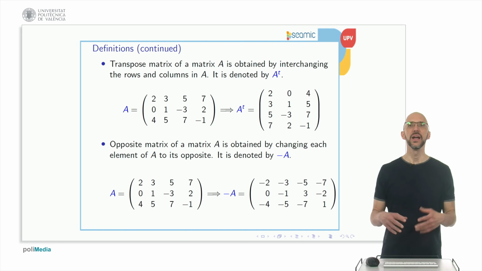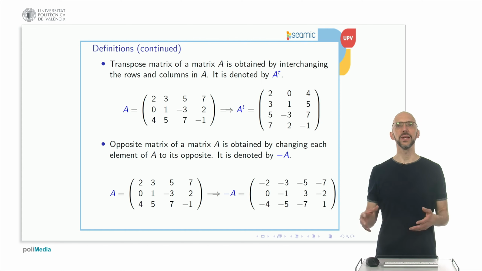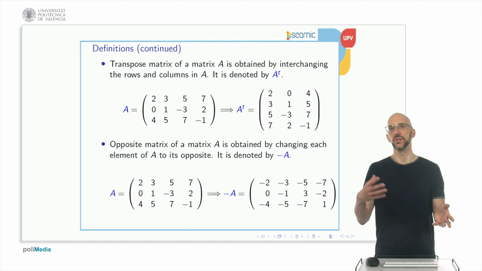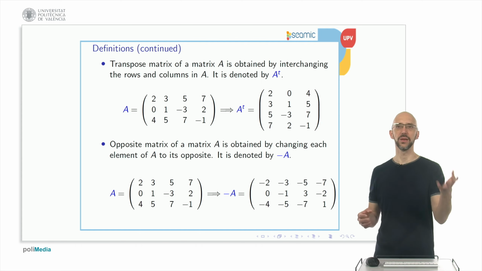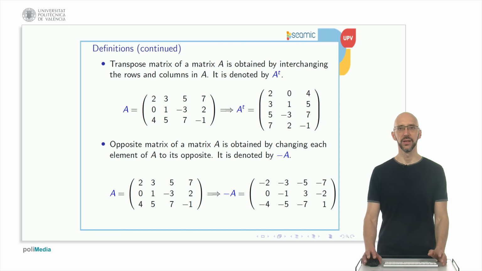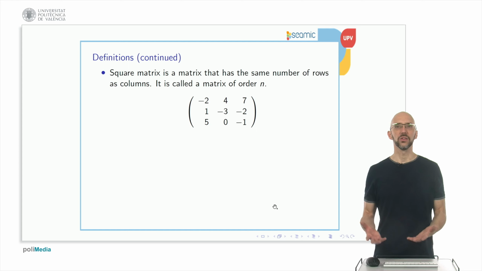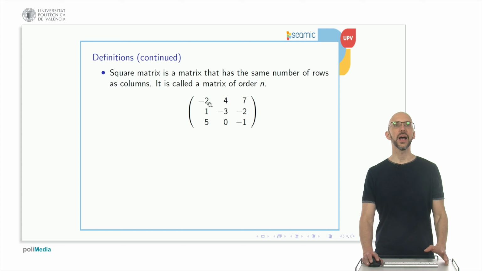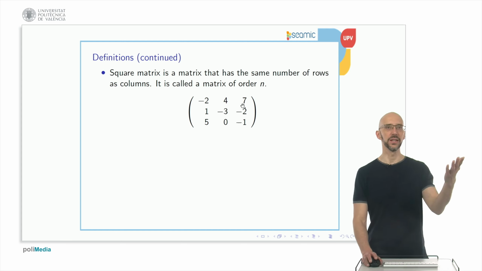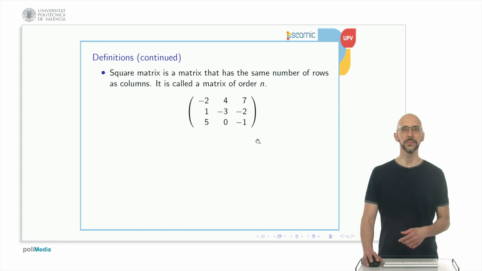It's just like in the real space: if I give you a 3, you return -3, or if I give you 5, -5. That's the same idea. A square matrix. When do we say a matrix is square? When we have the same number of rows and columns, like in the example. As you can see, I have 3 rows, 3 columns. It's a square matrix, okay?